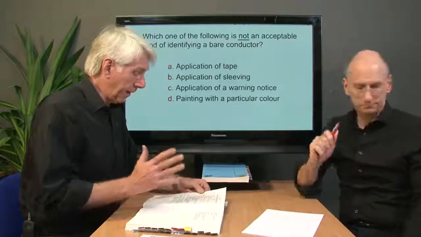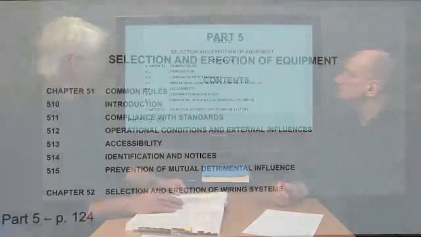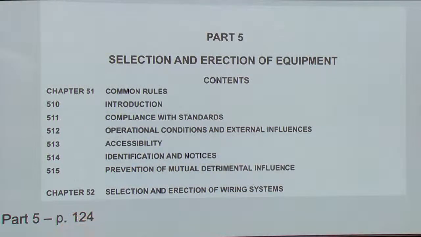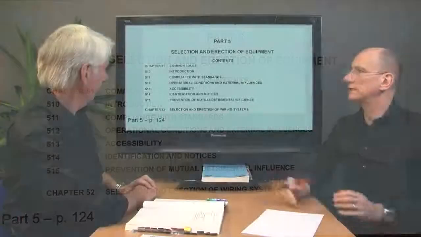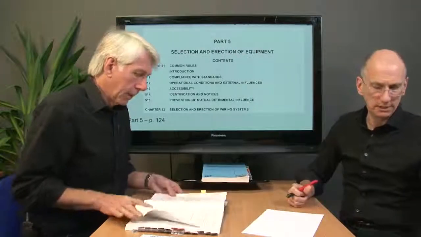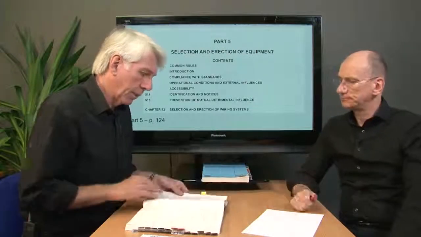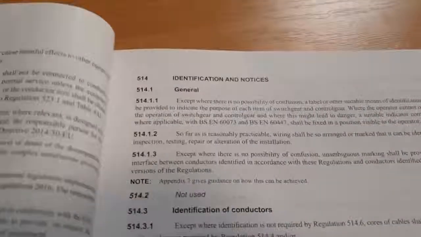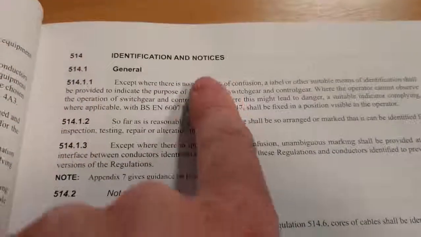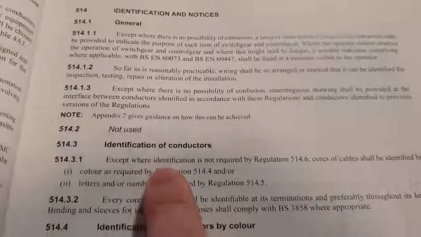And we turn to Part 5, looking at page 124, and we can see the contents page there. Very quickly, as you scan down it, you can see identification in 514, identification notices. That's got to be warm, isn't it? Oh, definitely, that covers all of the things about colours for the conductors. So if I turn to 514, which is just a few turns of the page, we find on page 129 identification notices, and there are quite a few headings there.